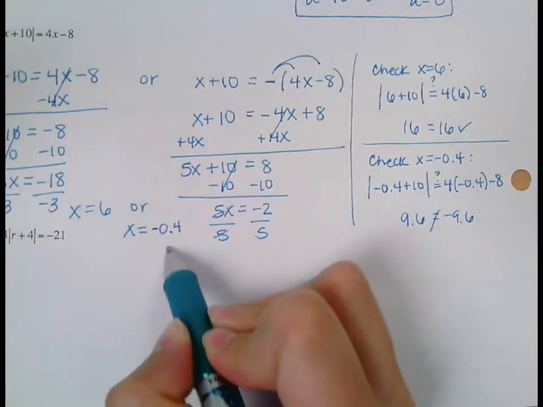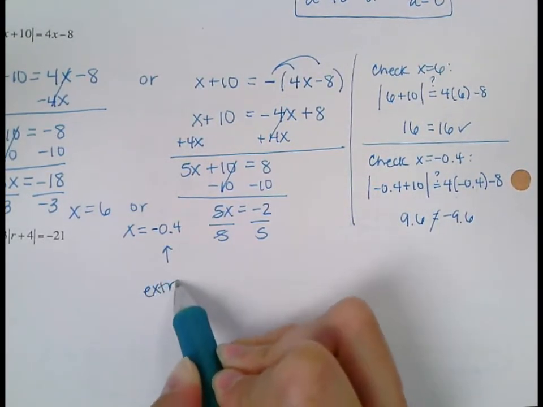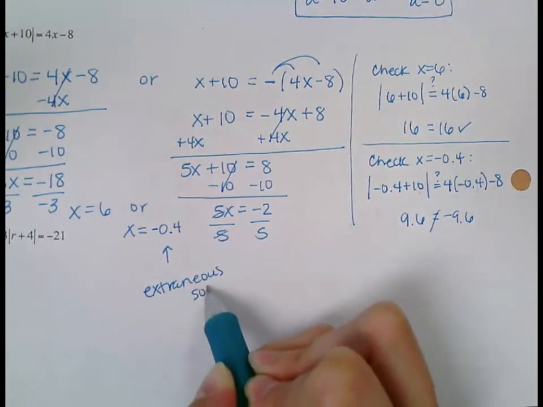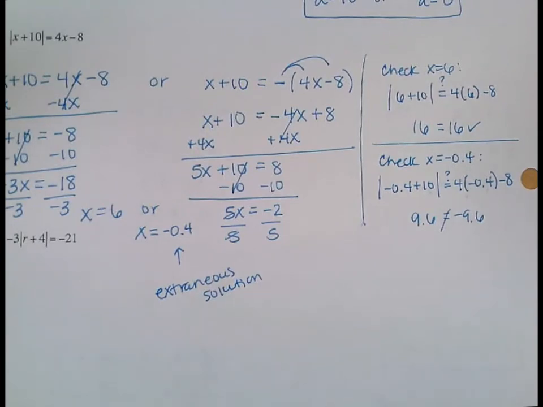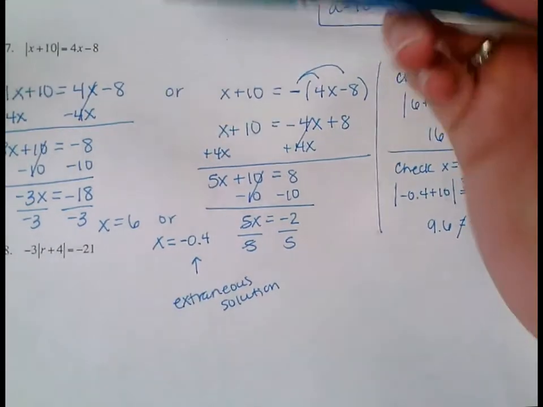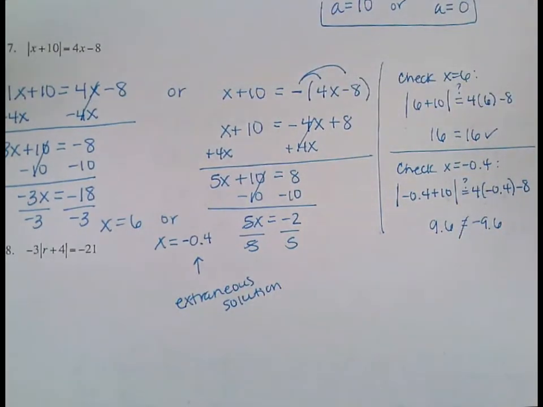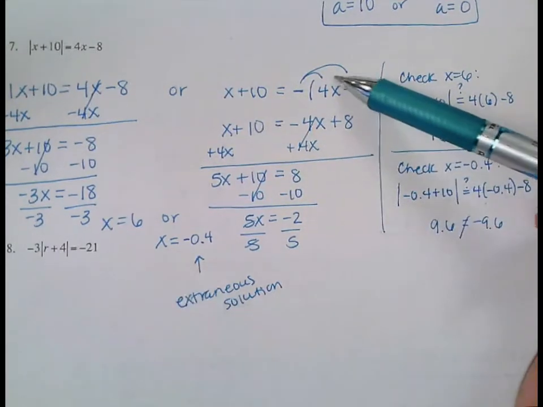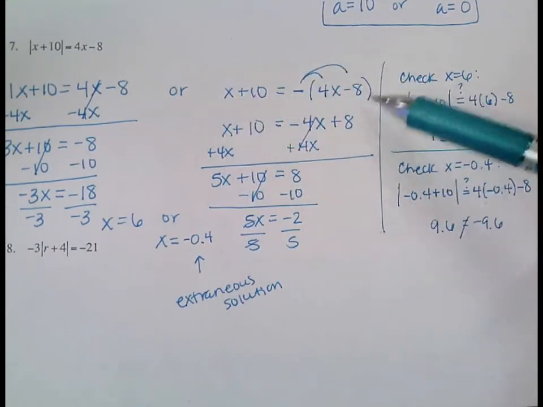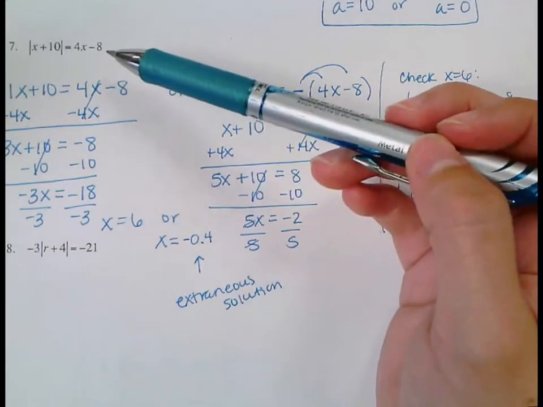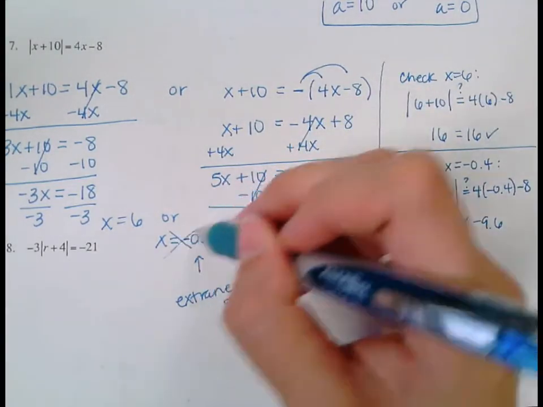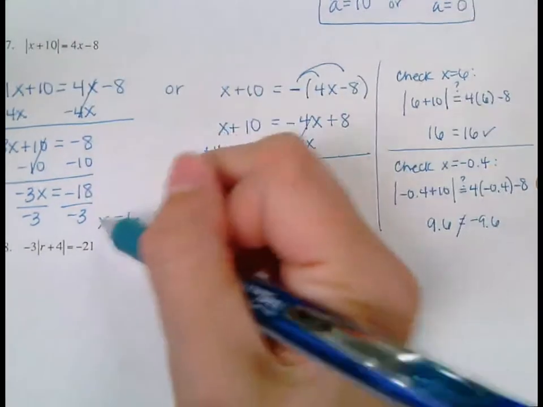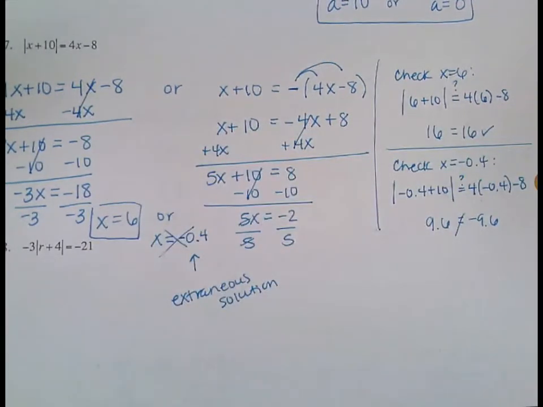So this is what we call an extraneous solution. And what that means, and this just happens sometimes with absolute value equations, it means that the two cases we set up, which we set up correctly, to solve the absolute value equation, the negative 0.4 was a solution to that equation, but it's not a solution to the original equation. And that just happens sometimes. So this is not a solution. Extraneous really means false. So the only solution is x equals 6.